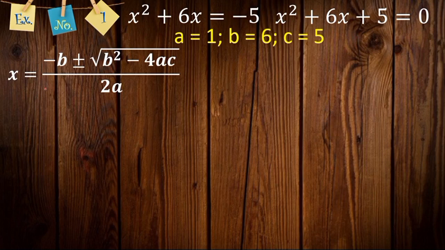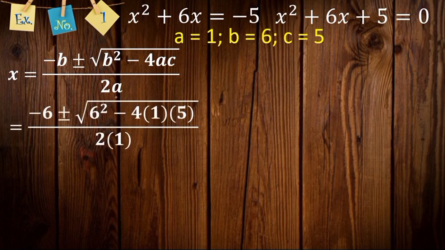x is equal to negative b plus or minus the square root of b squared minus 4ac all over 2a. Now, with the values of a, b, and c, just simply substitute them into the formula. So we have here this now. Copy the negative sign. The value of b is 6, plus or minus the square root of b squared, b is 6 squared, minus 4 times a, which is 1, times c, which is 5, all over 2a, 2 times 1.